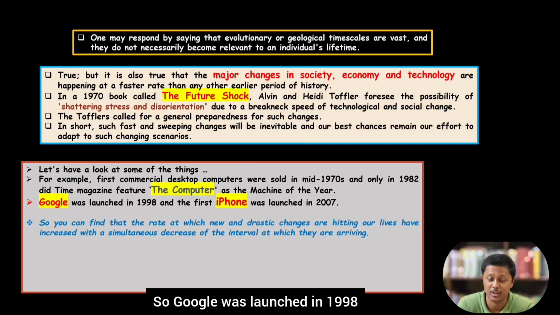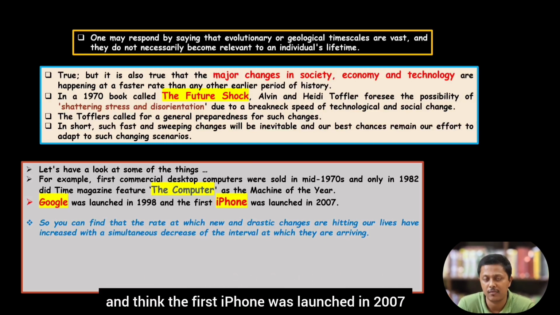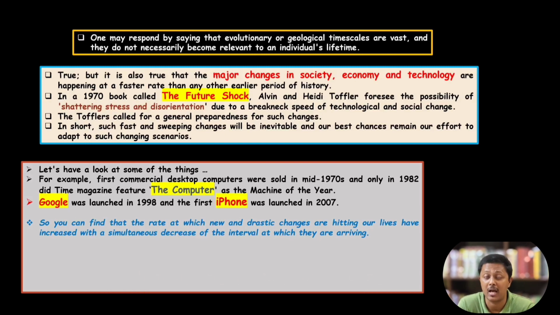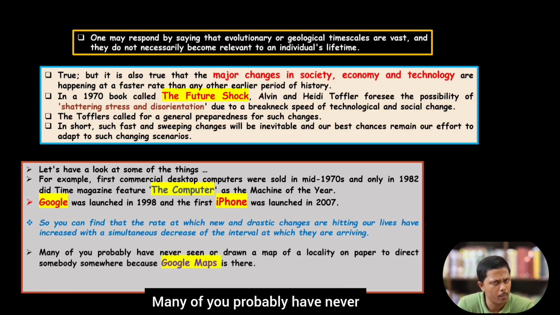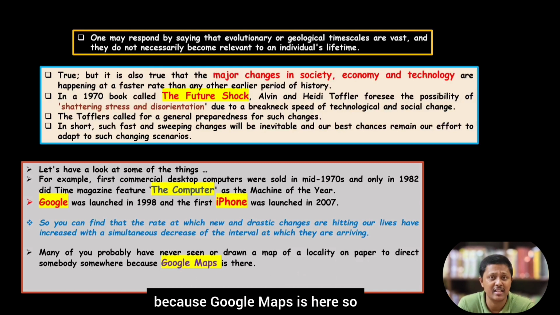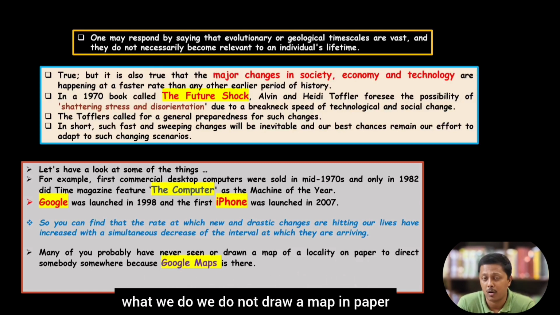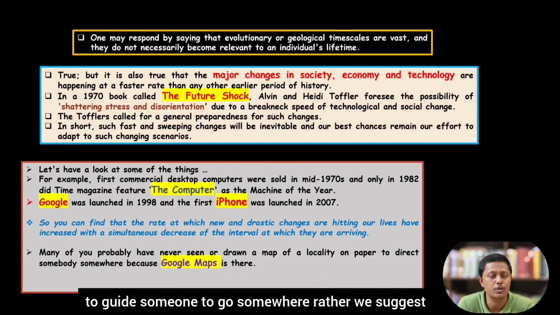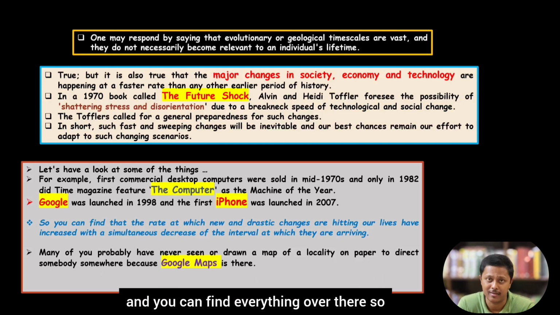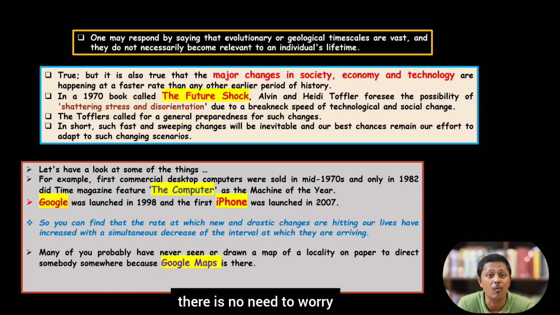Google was launched in 1998, the first iPhone was launched in 2007, and now the version is moving to iPhone 15 Pro Plus or something like that. Many of you probably have never seen or drawn a map of a locality on paper to direct somebody somewhere because Google Maps is here. So we do not draw a map on paper to guide someone. Rather, we suggest that they just open Google Maps and they can find everything over there. So there is no need to worry.